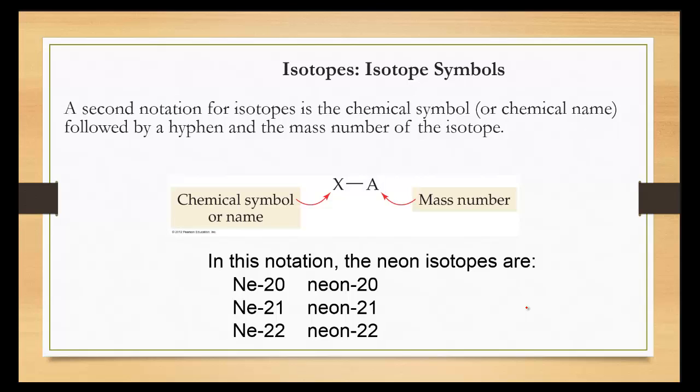Another way to depict the isotope is with a chemical symbol or the name with a hyphen and the mass number after it. Remember, the mass number once again is the protons and the neutrons added together. So neon-20, neon-21, neon-22. Or you can write out the word.